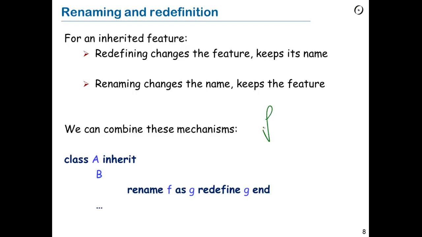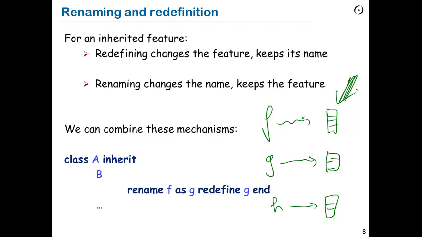Remember, we had this little picture which said F is associated with a certain piece of code, G is associated with another piece of code, and H with yet another piece of code. So when we redefine the feature, we change the code. We change the actual operation associated with F. And we don't change the name, of course. When we do renaming, well, it's the reverse. We're going to rename F as something else, and this is going to change the feature name and not change the feature. So it's quite simple and straightforward.